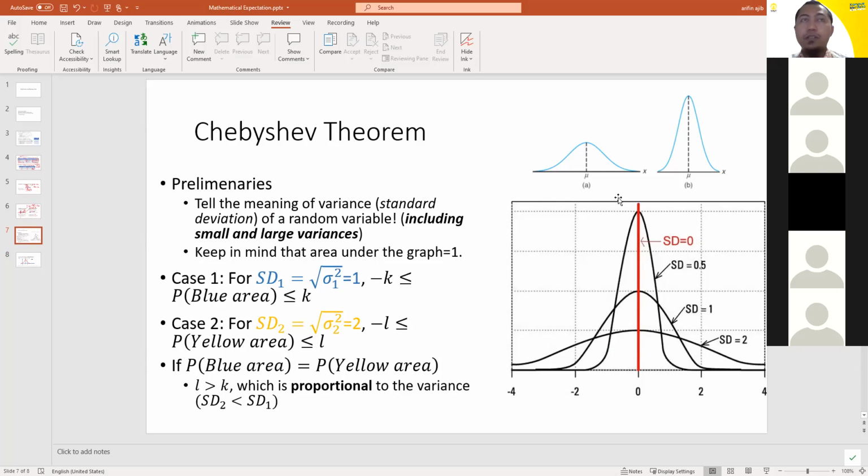Okay, let's take a look. Before we talk about the Chebyshev Theorem, we have to really understand this one: the meaning of variance. Actually, you already know the variance, or standard deviation is another word for variance, of a random variable. You know that the variance can be small and can be large. Is it correct?